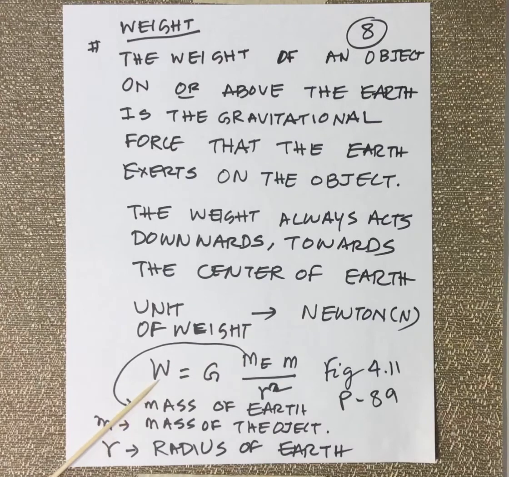Okay, so W is weight here, which is force due to that gravitational equation we had. Now we have G times M m over r squared, where the capital M is the mass of earth, r is the radius of the earth, and the mass of the object is small m. Okay, so you can go to figure 4.11 on page 89.